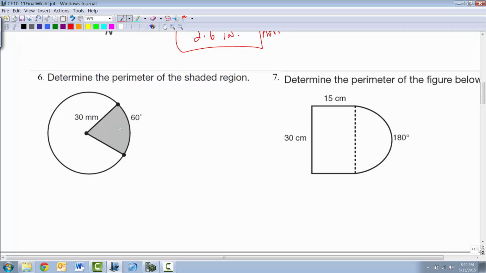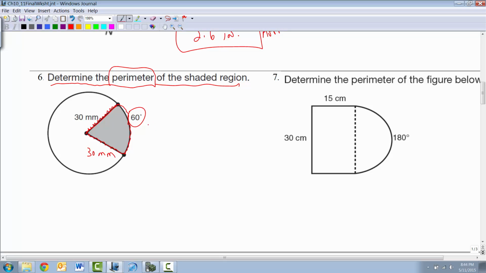You got to be careful. This looks like area of a shaded region. Read: determine the perimeter of the shaded region. Perimeter is the distance if I walked here to here, then here to here, then here to here. Well, first of all, radii in a circle are congruent. So that's 30 mm. This is just an arc measure.